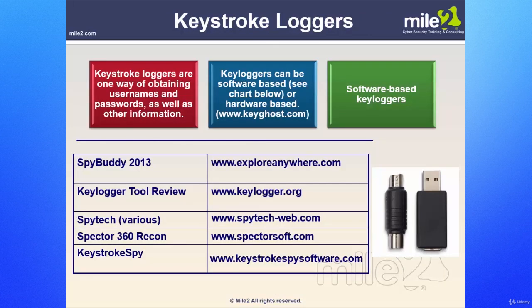So when it comes to keystroke loggers, again, keystroke loggers are basically one way of obtaining the username and passwords as well as other information. Right now we can get screenshots and all kinds of other things with that. They can also be software based and also hardware. So mainly here, you have SpyBuddy 2013, for instance, Keylogger tool review at keylogger.org. You have SpyTech, go to spytech-web.com. Spectre 360, Recon, and Keystroke Spy, just to name a few of the different software keyloggers.